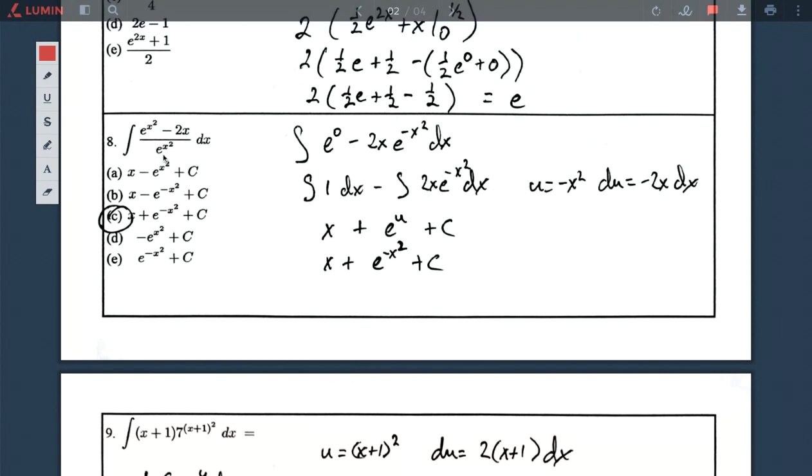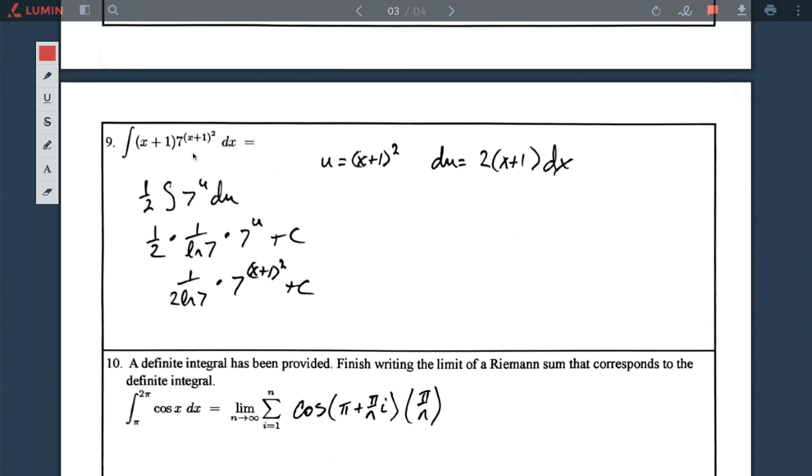2x divided by e to the x squared is the same thing as 2x times e to the negative x squared. So on this one right here, I've got 1e, so that means my u needs to be the exponent, which is negative x squared. The derivative of that is a negative 2x dx. I've got the 2x. I don't have the negative, so a negative combined with a negative there is going to give me a positive. So if I integrate e to the u, I get e to the u, and then I need to plug my u back in, which gives me e to the negative x squared there. So x plus e to the negative x squared plus c. So that's how we get c as our answer.